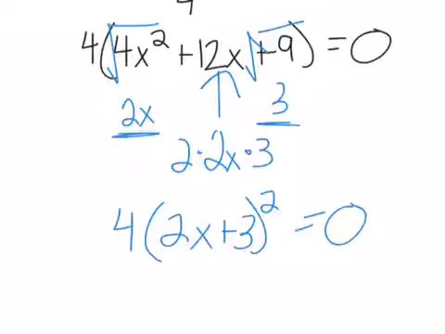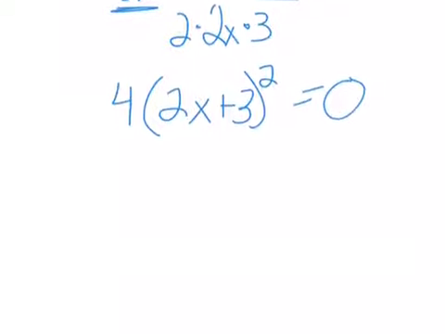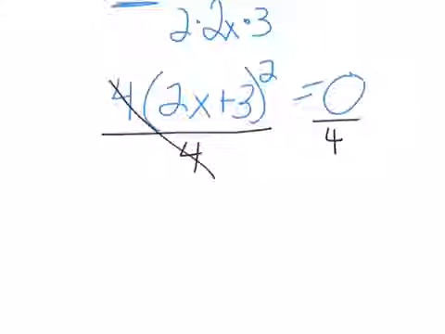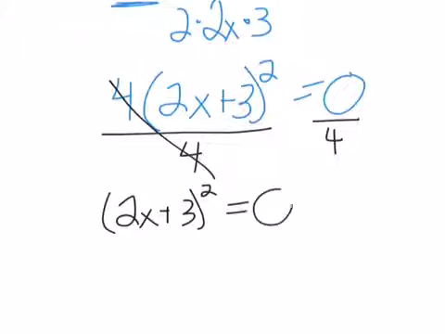Okay, so no matter if you notice this or not, the box will still get you to the same point. Now I'm ready again to solve my equation, because now I have something I can set equal to 0. In the last one, my very first step was to take the square root, but in this one, the very first thing I need to do is undo that multiplying by 4 by dividing both sides by 4. So now I have 2x plus 3 quantity squared equals 0, because 0 divided by 4 is 0.